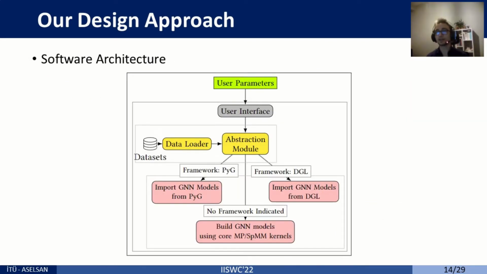This is the software architecture of the gSuite from a high-level perspective. All the end user has to do is passing a few parameters, such as number of layers, datasets, GNN model, and etc. The user interface interprets these parameters. Datasets are loaded, and the intended part of the codes are run.